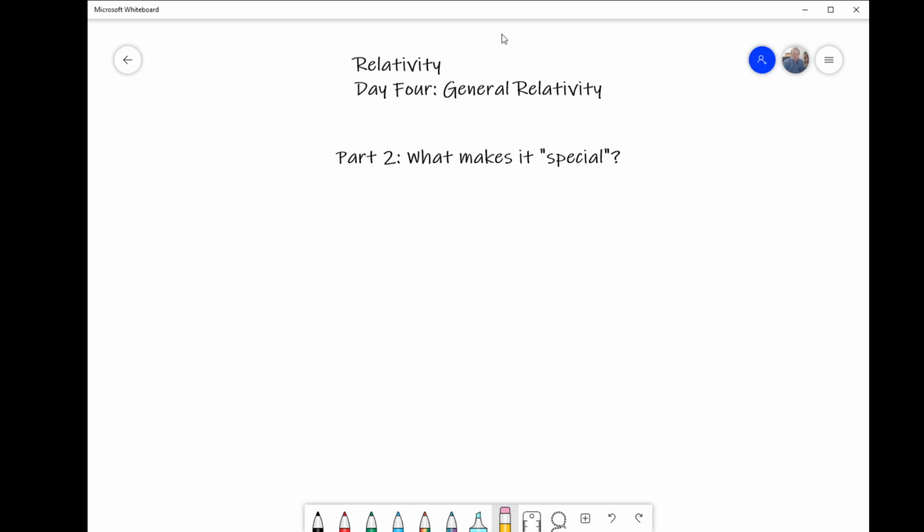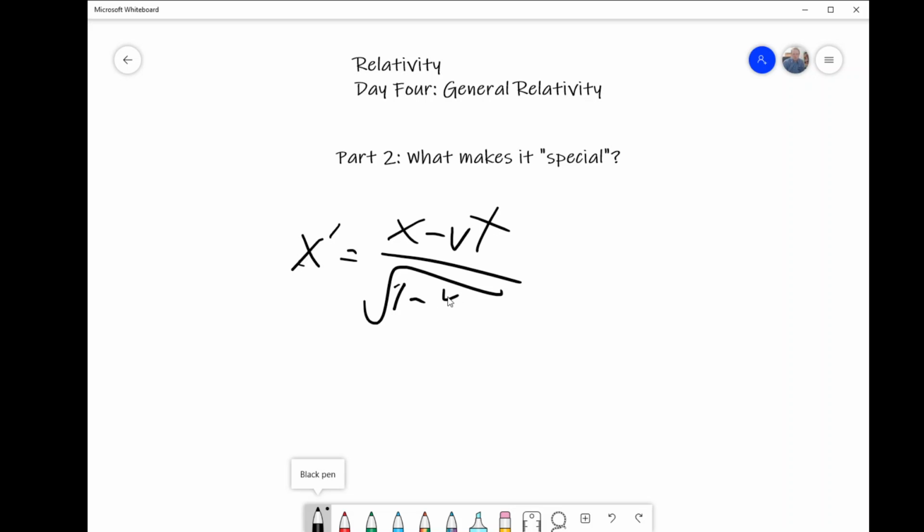So, we ended the last video by asking what makes the relativity we've seen so far special. Well, let's take a look at some of the equations. Things like the length contraction or distance. So let's do it in the most general case. Let's just go right to x primed. That's x minus vt all over the square root of 1 minus v over c squared.